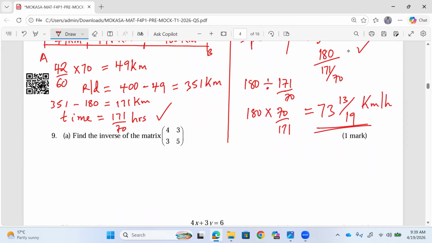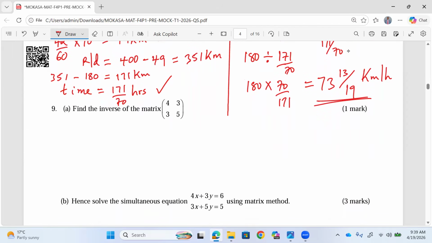Number 9, ladies and gentlemen. In number 9, we've been told to find the inverse of the matrix in part A. For us to find the inverse of the matrix, we're supposed to find the determinant first. So finding the determinant means, let me show you how to get the determinant.